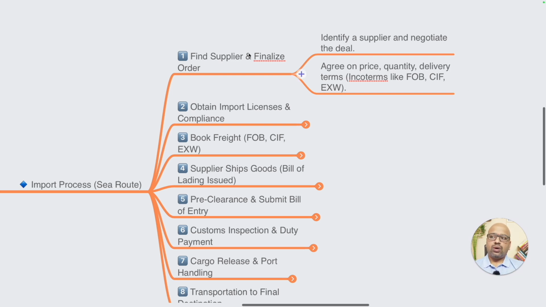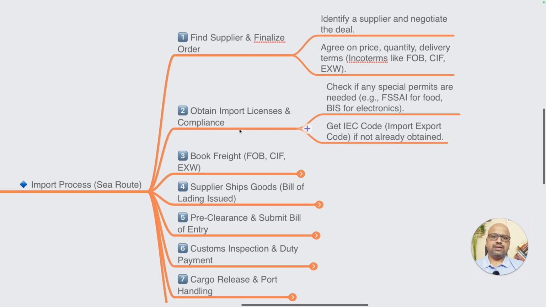So once you finalize your orders, your incoterms are being frozen and your prices are done, and you have checked everything in the compliance part, then the next thing is the import licenses. In India, your import export code helps you to do both things. Either you can import or you can export. You don't need an additional license.